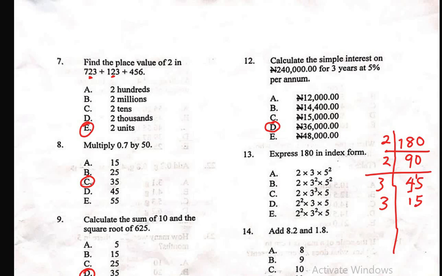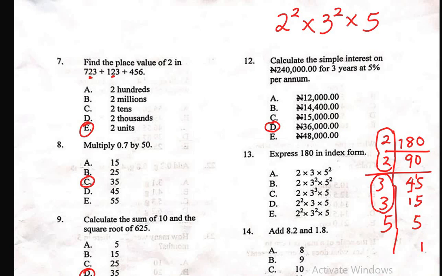Now 15 divided by 3 is 5. 3 is done with its work, you use 5. 5 divided by 5 is 1. Now you check, how many 2's can you see here? In the divisor, 2 appeared twice. That's 2 raised to the power 2. How many 3's can you see? 3 appeared 2 times. 3 raised to the power 2. How many 5 can you see? Just 1. So the answer is 2 squared times 3 squared times 5, which is option E.